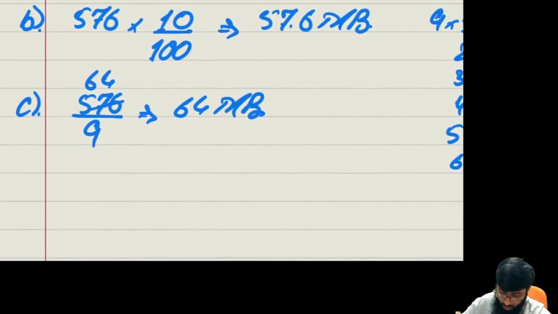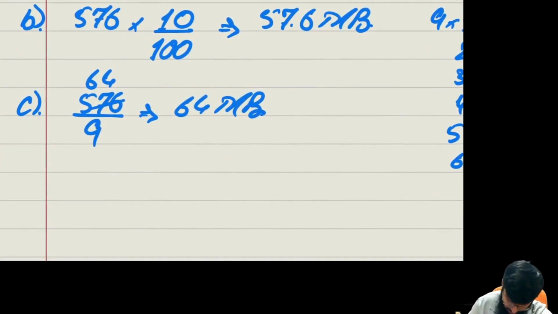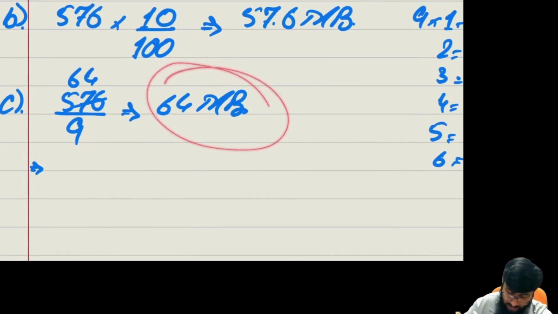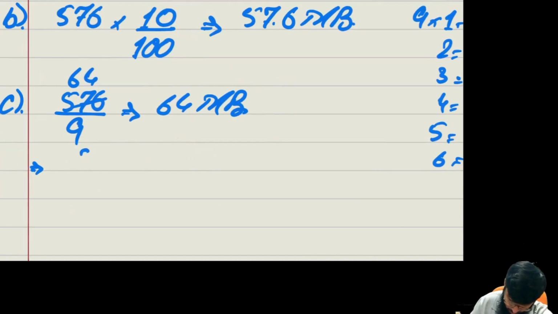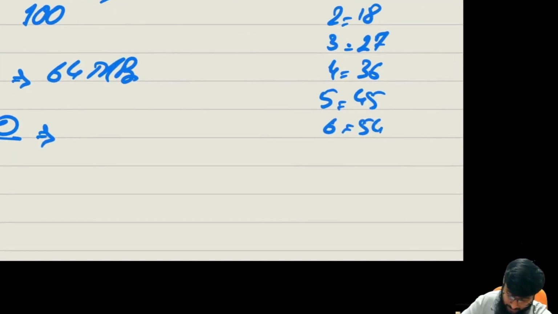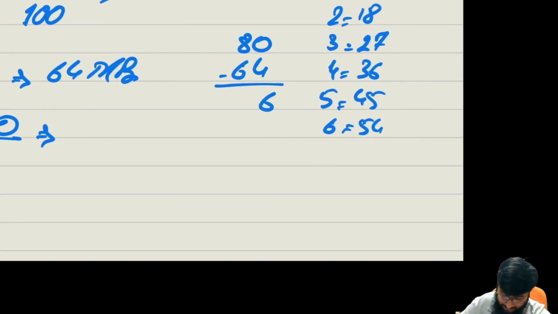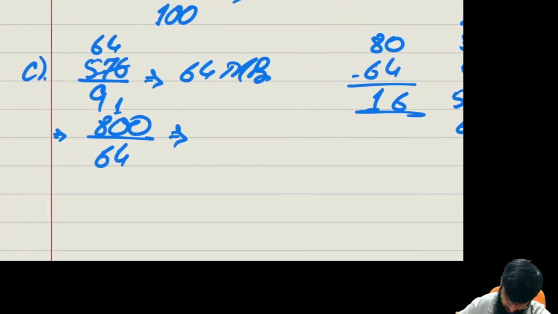Now they are saying on the 800 megabyte CD, how many of these 64 megabyte songs could be stored? So what I'm going to do is divide 800 by 64. That will give me a result. So 64 ones are 64. Now if I subtract 64 from 80, that will give me 16, and 7 minus 6 will give me 1, so it will be 160.